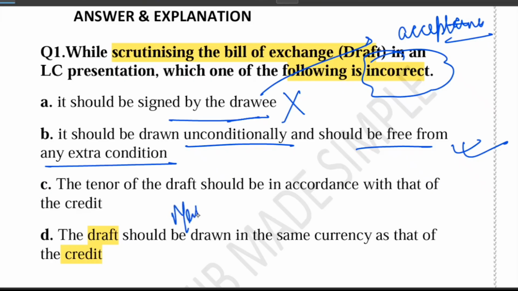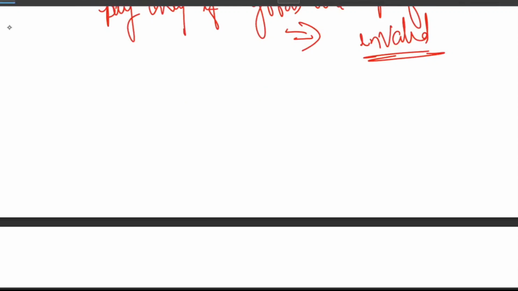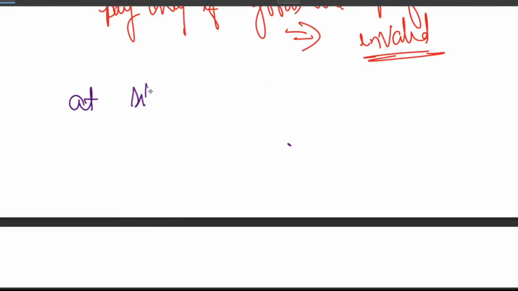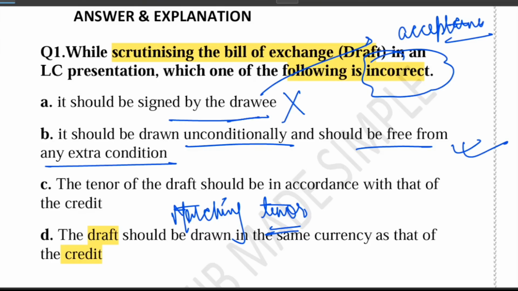So the tenor must be matching. That's called matching tenor. Payment timing may be at sight, or it may be usance, for 90 days or something like that. So if you talk about a usance bill, the payment tenor must match. The tenor must match the LC terms. So yes, option C is also correct.